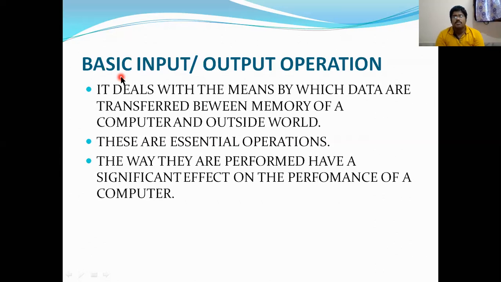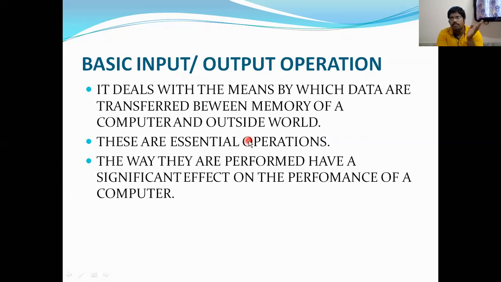So what is meant by basic IO operation? It deals with the means by which data are transferred between the memory of a computer and the outside world. That means it may come from the outside world to the memory, or it may go from the memory to the outside world. Here, if you observe, the first point is outside world to memory.